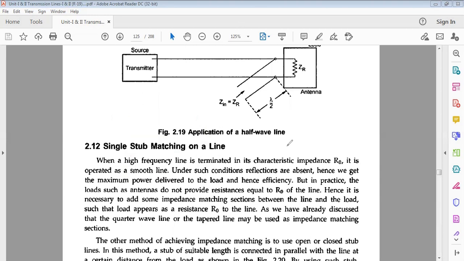Single stub matching: where a high frequency line is terminated in its characteristic impedance, it is operated as a smooth line. Under such conditions, reflections are absent, hence we get maximum power delivered to the load and hence efficiency. But in practice, loads such as antennas do not provide a resistance equal to the R0 of the line, hence it is necessary to add some impedance matching sections between the line and the load.